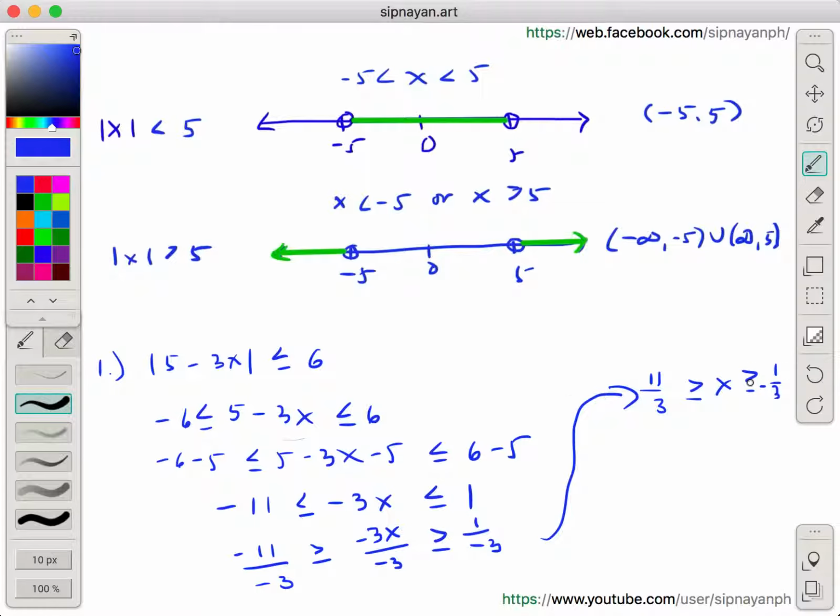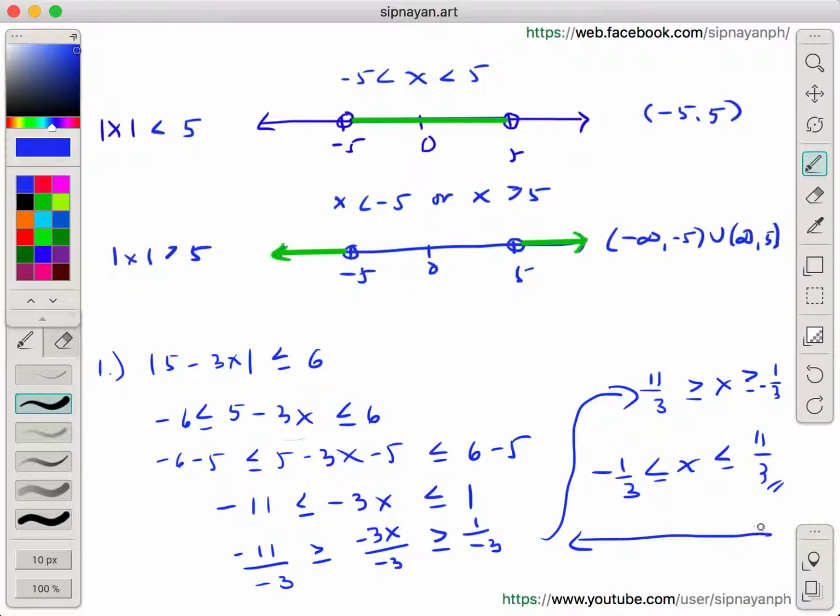By convention, usually we put the smaller number on the left, although this is already correct. So it becomes x is greater than or equal to negative 1/3, but less than or equal to 11/3. So this is our solution.